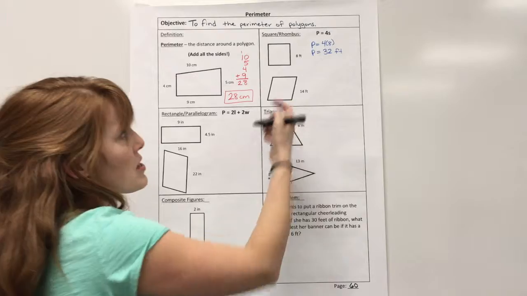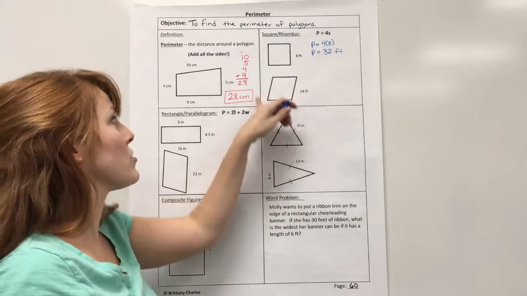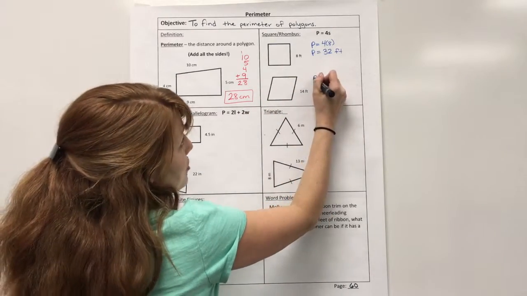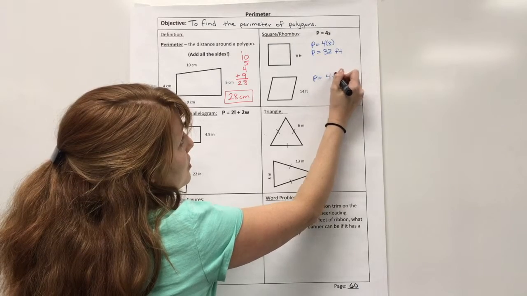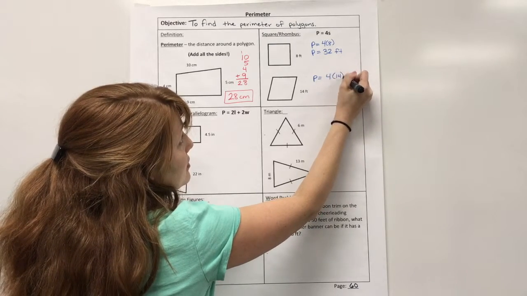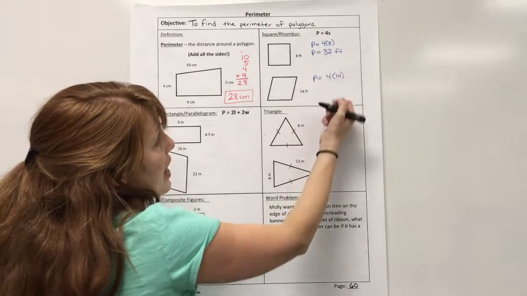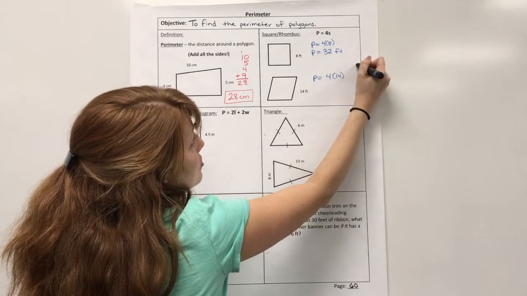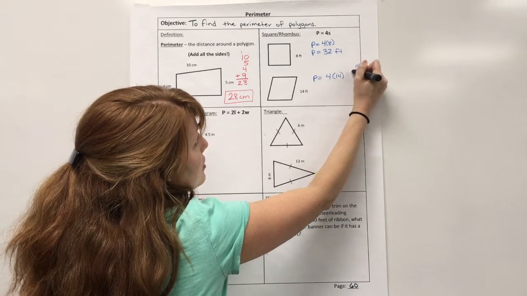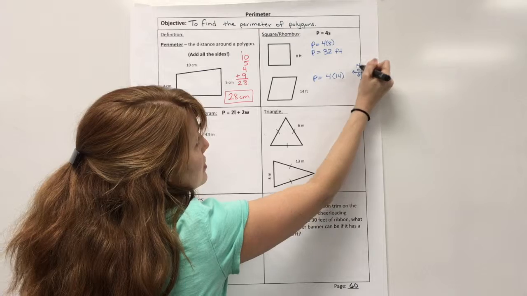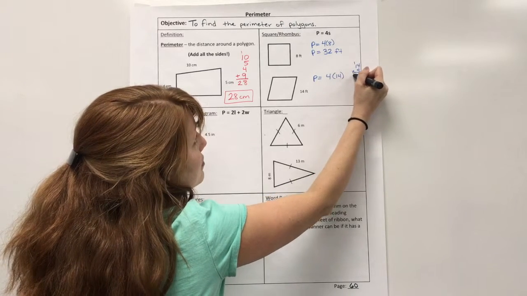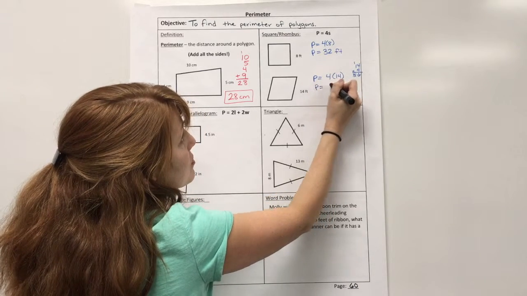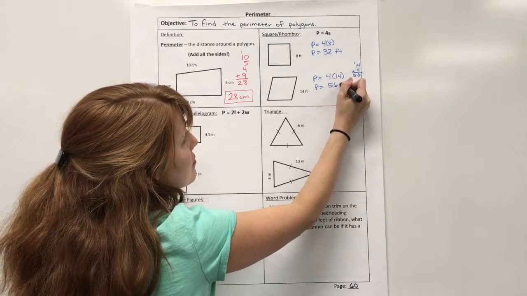All right, same thing here, because in a rhombus all the sides are the same. The perimeter would equal 4 times 14, the length of one side. And then we can multiply that. So 14 times 4, 4 times 4 is 16, 4, 5. So the perimeter equals 56 feet.